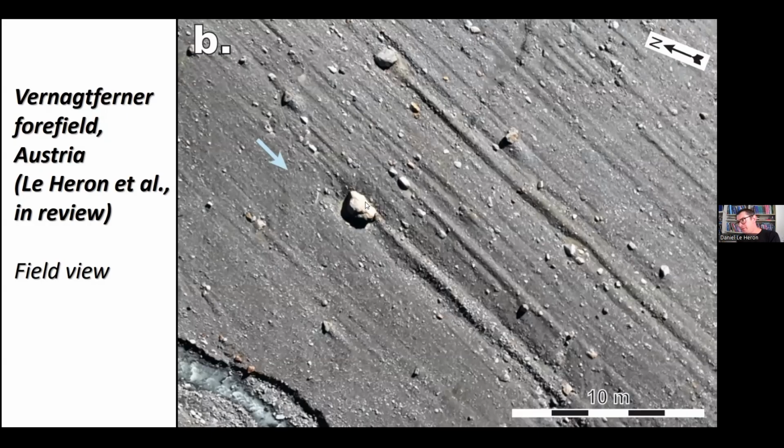We can look at these forefields in more detail. There we have our lovely boulder, and lo and behold, just behind it, we have a flute. In each of my pictures, I've got an arrow, and the arrow indicates the direction of ice movement. So in this case, the ice was moving from the top left of the picture to the bottom right, and you can see the scale bar down here to give you an idea of how big these things are. Usually 20 to 30 centimeters, maybe 50 centimeters wide, up to tens of meters long.